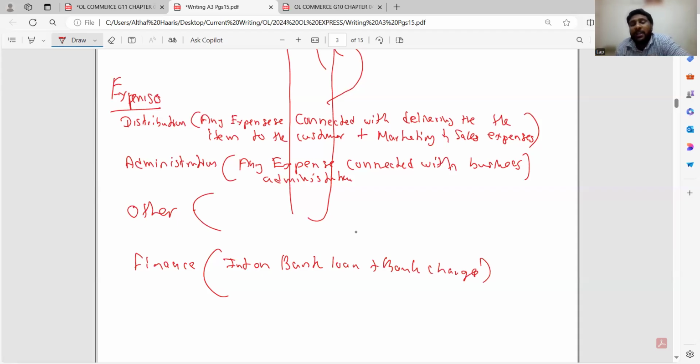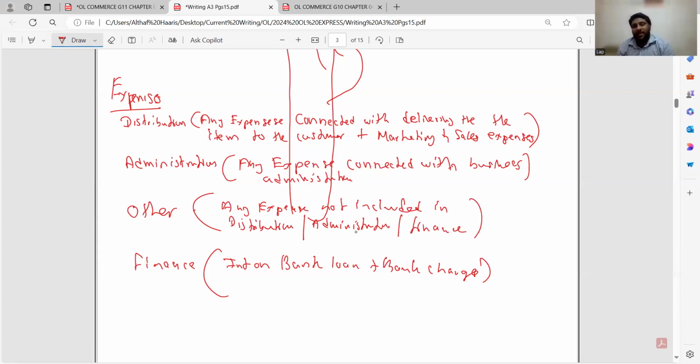Then what is given under other, children? What goes to other? Any expense not included in distribution or administration or finance. Any expense which is not included in distribution or administration or finance will come to the other expense. Simple as that. All right.